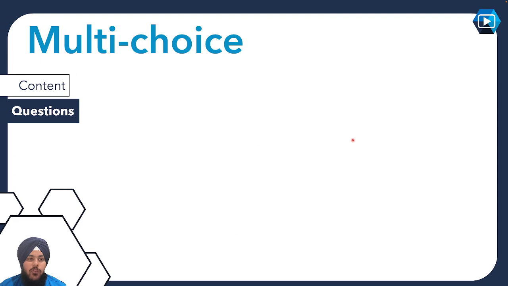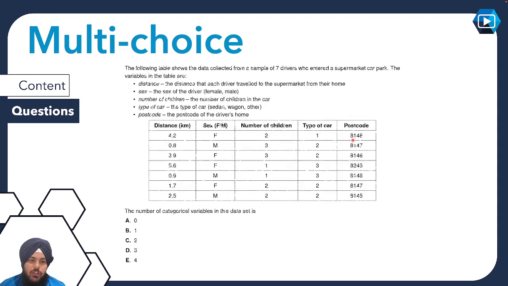Okay, so now let's move on to some questions. First of all, we'll be looking at a multiple choice question. Here is a typical question that you're likely to get in the general maths exam. We have a table from a sample of 7 drivers who entered a supermarket car park. The variables in the table are distance, sex, number of children, type of car, and postcode. We're trying to determine the number of categorical variables in this data set.